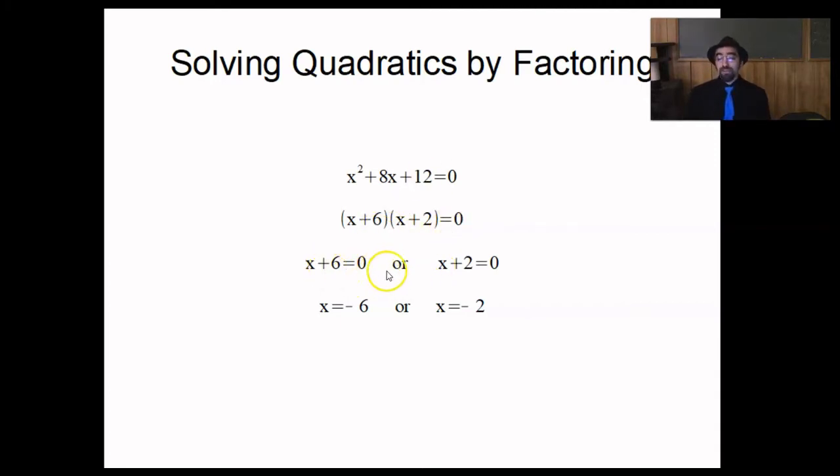So either x plus 6 is 0 or x plus 2 is 0, because if I have two things multiplied together that get me a 0, one or both of them has to be 0. And we get that x is negative 6 or x is negative 2.